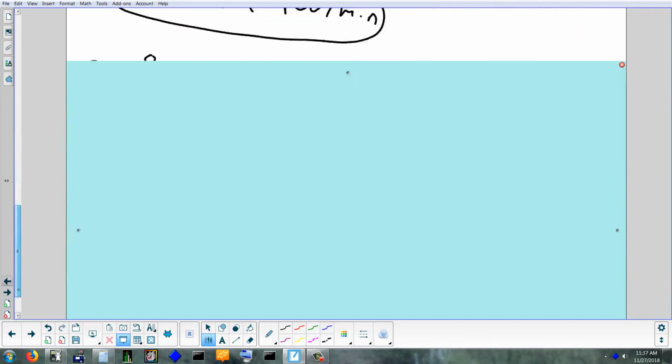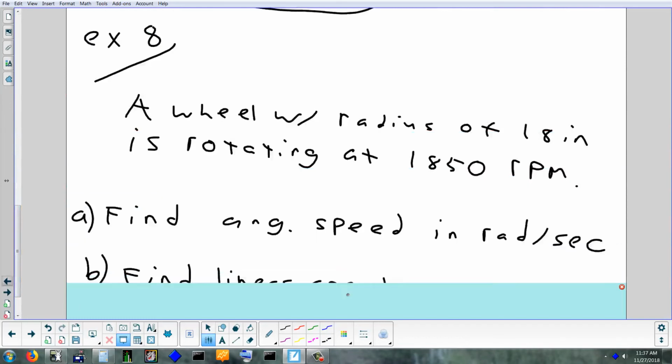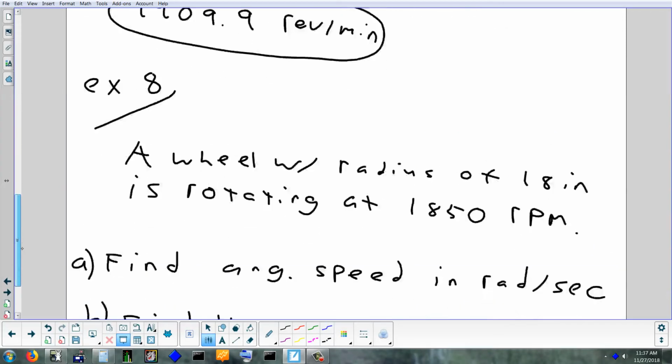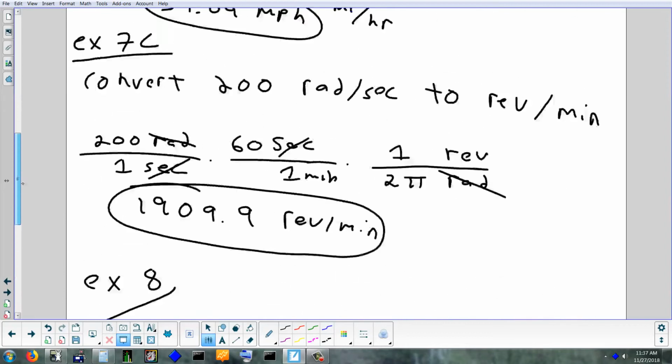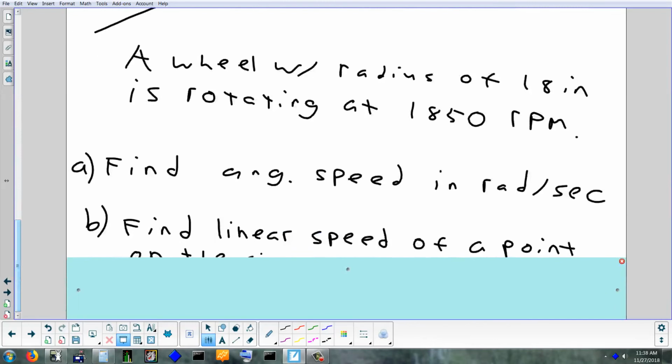All right, the last one we'll do is this one. It says a wheel with a radius of 18 inches is rotating at 1,850 revolutions per minute. Find the angular speed in radians per second. I'm going to skip that because we just kind of did that. I'm going to do part B. Part A is converting RPMs to radians per second. We just converted radians per second to RPM, so it would be the reverse. But part B is a little different.